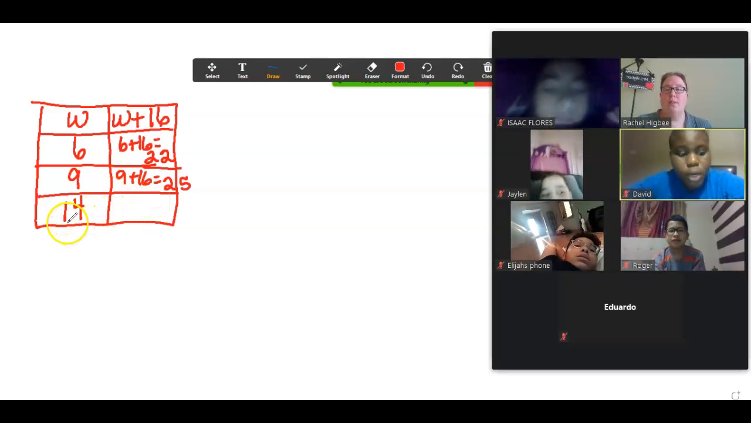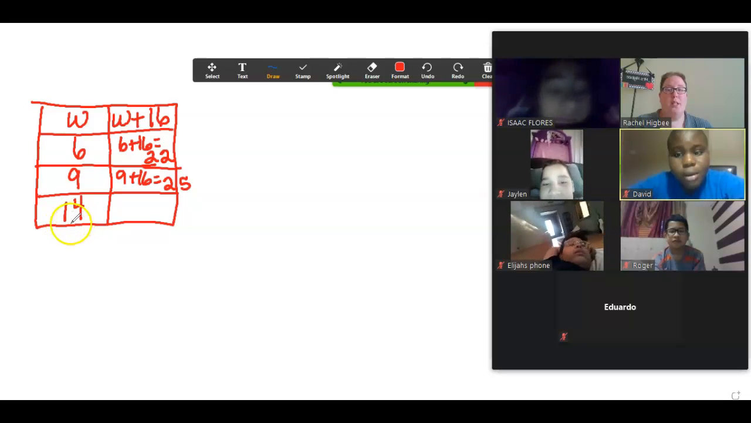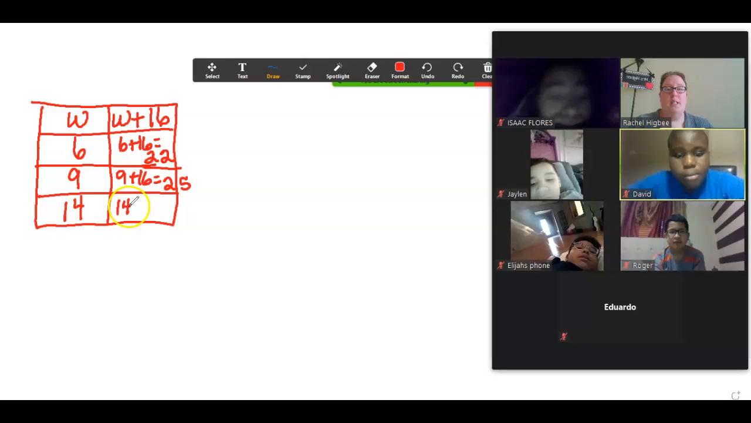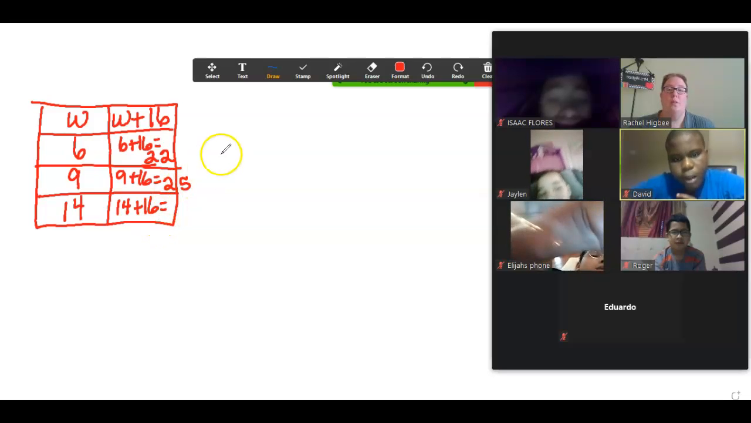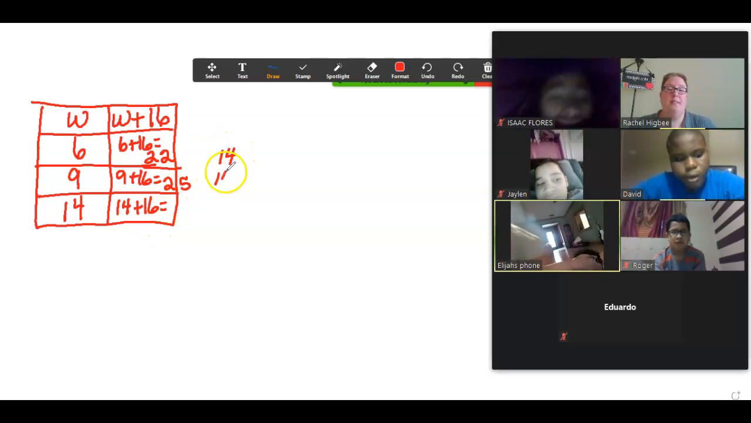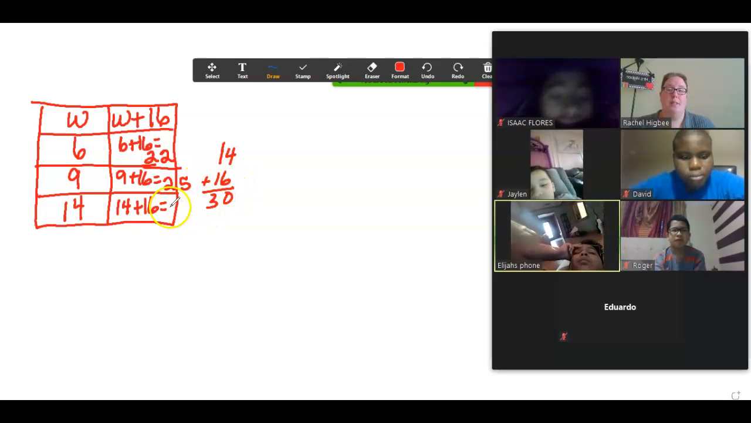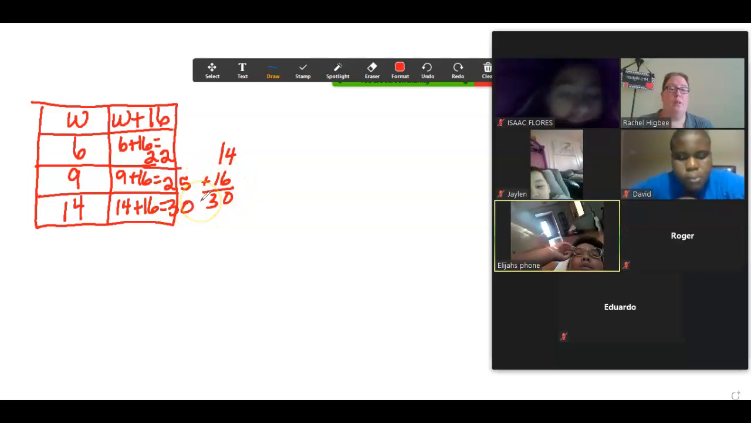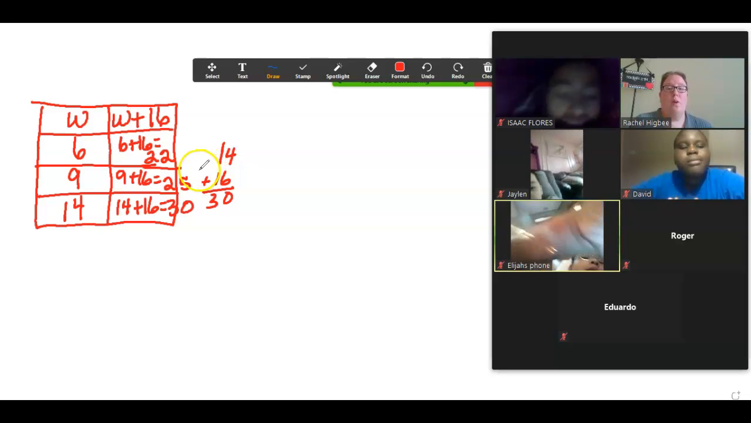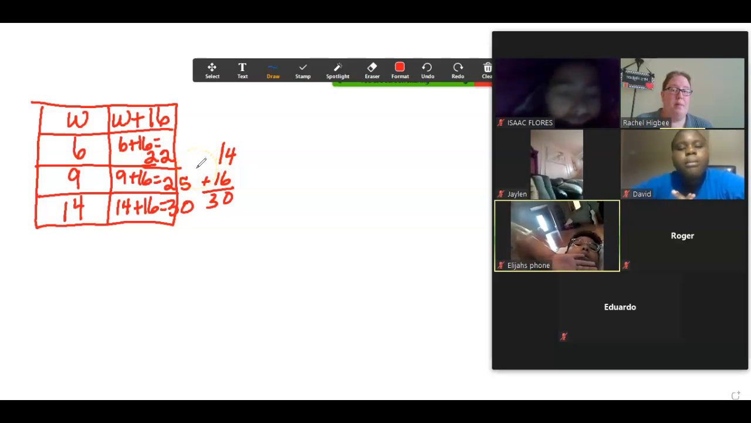So now for this one, I have 14 in place of the W. I want to do 14 plus 16. Well, if I do that off to the side, the answer is 30. Are there any questions on how I got that part?